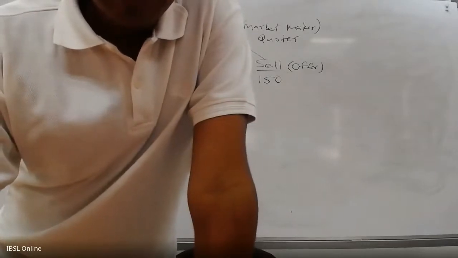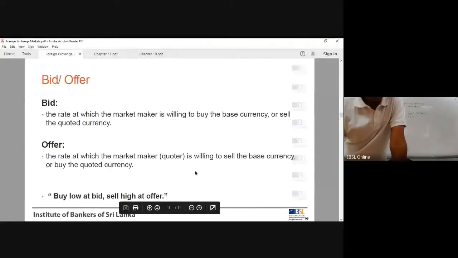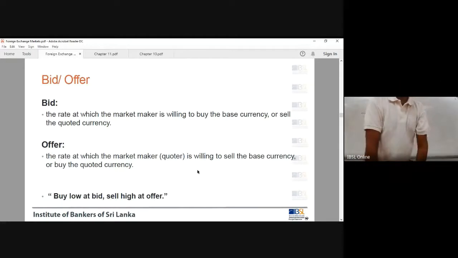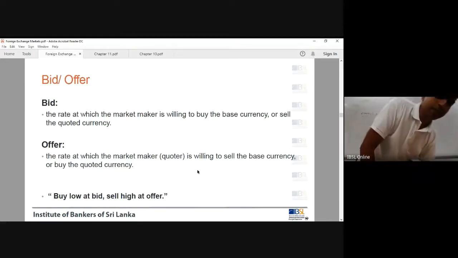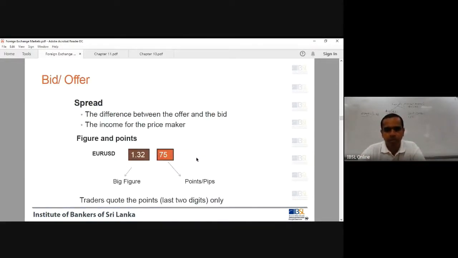There will be two prices in the market. One is the bid, one is the offer. Bid is the rate at which the market maker is willing to buy the base currency or sell the quoted currency. Offer is the rate at which the market maker is willing to sell the base currency or buy the quoted currency.